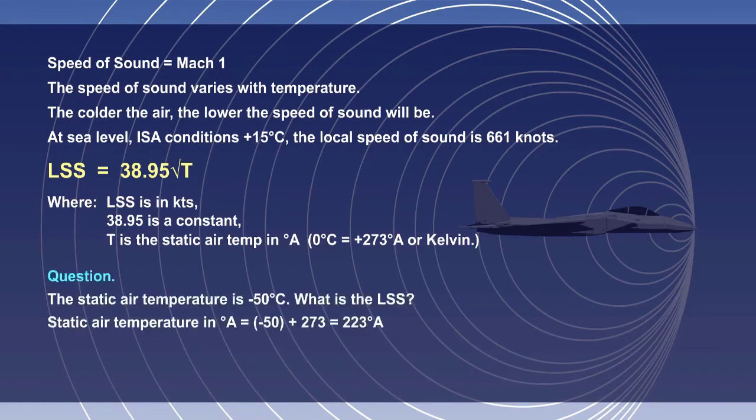Let us work through an example to find the local speed of sound. If the static air temperature is minus 50 degrees Celsius, what will the local speed of sound be? Remember, we are working in degrees absolute, so the static air temperature is minus 50 plus 273, which equals 223 degrees absolute or Kelvin. Applying our formula, local speed of sound equals 38.95 times the square root of 223, which gives us a local speed of sound of 582 knots.